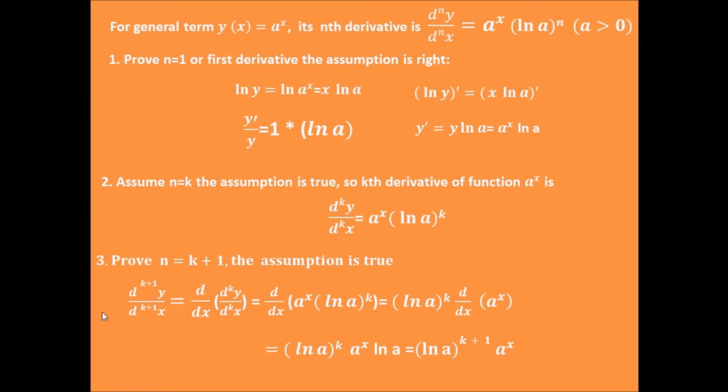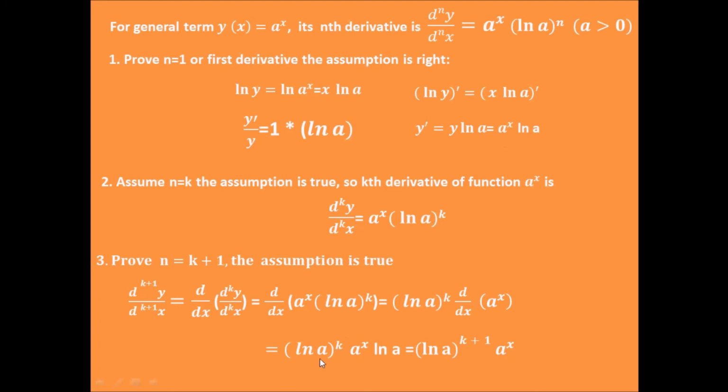So the k plus 1 derivative is a derivative of the kth order derivative function, and the kth order derivative function is a^x times (ln a)^k. So it's the derivative of the kth order derivative function, which equals (ln a)^k times the derivative of the function a^x. And the derivative of a^x equals a^x times ln a, as we proved here.